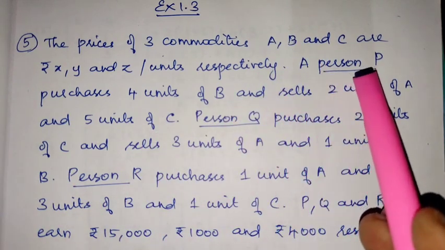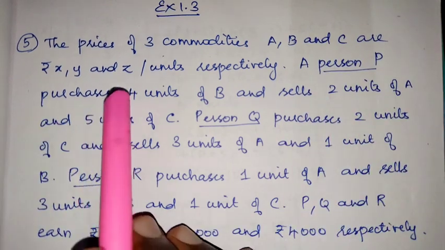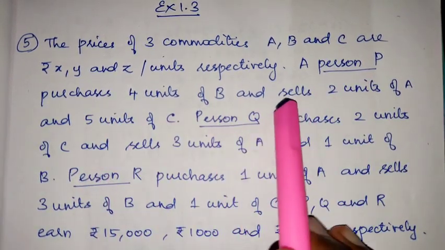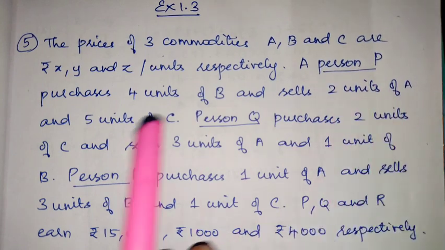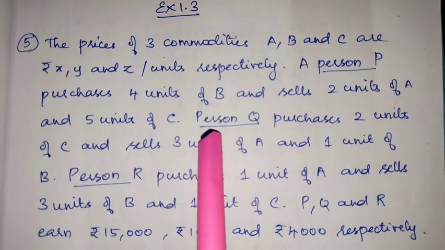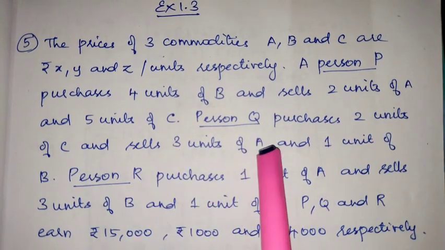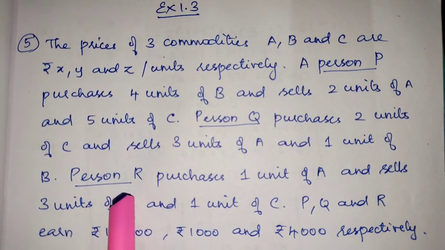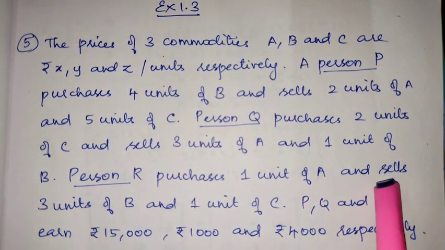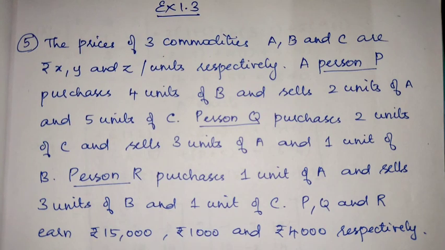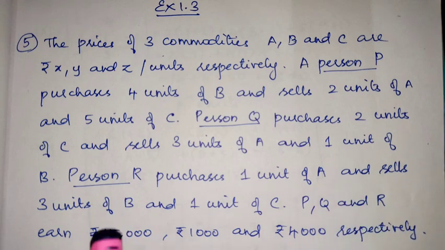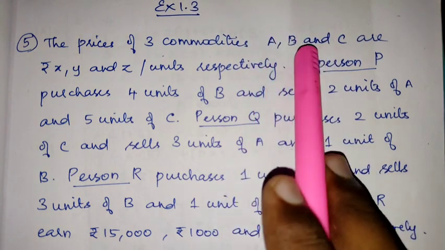Now person P purchases 4 units of B and sells 2 units of A and 5 units of C, and in such a way Q also purchases 2 units of C, sells 3 units of A and 1 unit of B, and person R purchases 1 unit of A, sells 3 units of B and 1 unit of C. Now the 3 persons P, Q and R earn rupees 15,000, 1,000 and 4,000 respectively. Now you are asked to find the prices of the commodities A, B and C.